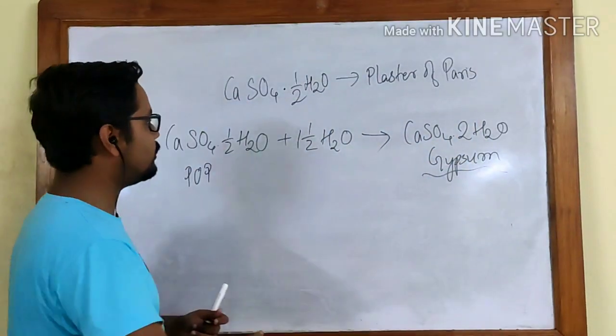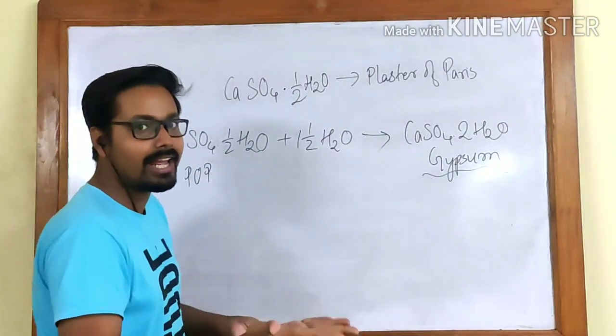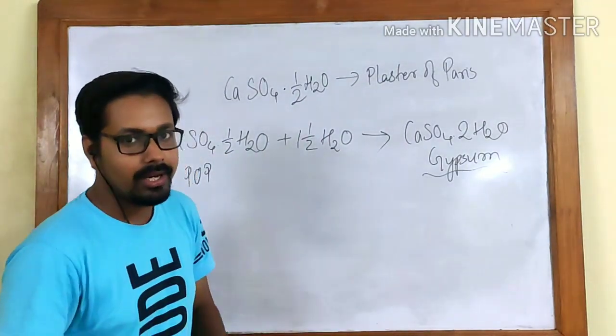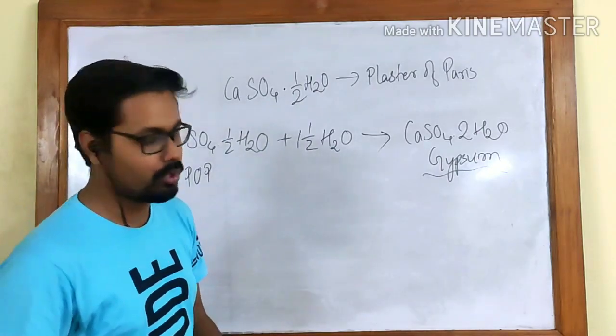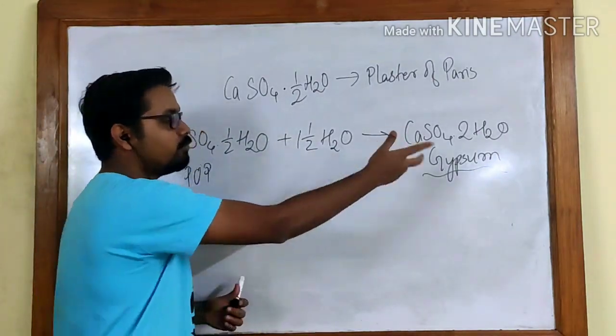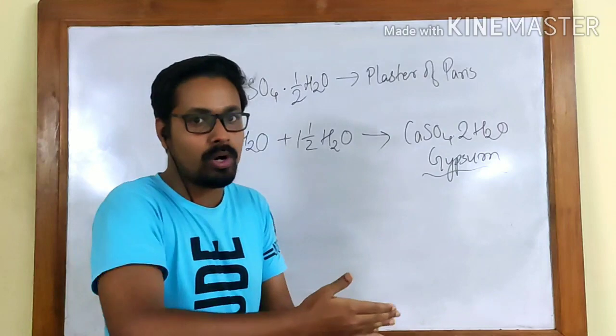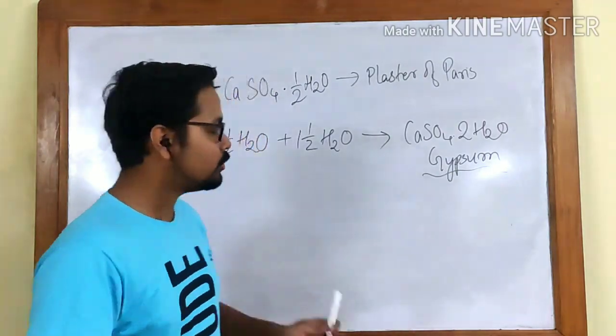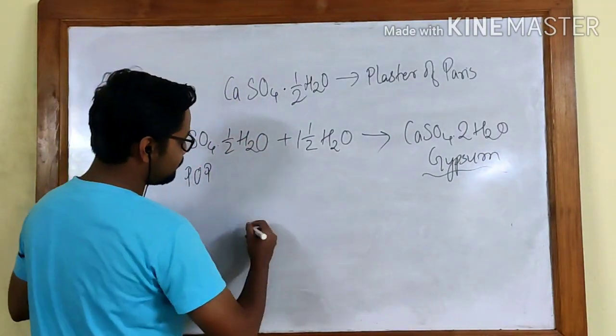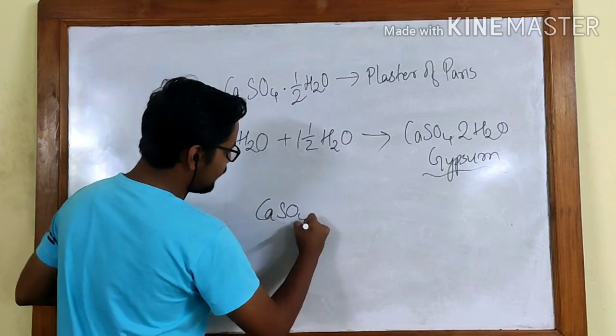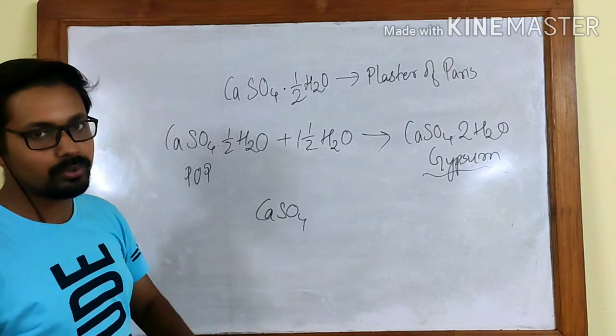Now what you might be wondering is why it is half H2O. How can we even have a half molecule of water? It is not possible. So we don't have a half molecule of water, and we don't even add 1.5 molecules of H2O. You can't break a water molecule into half a molecule. So what happens here is we have calcium sulfate, and along with it we are saying we have half H2O. We don't have half H2O.